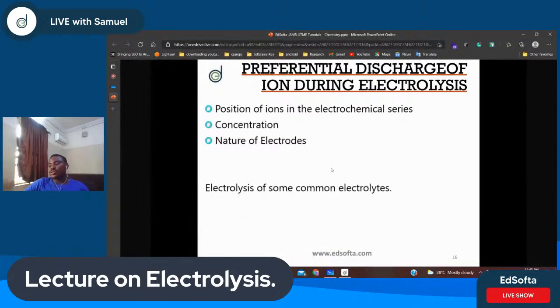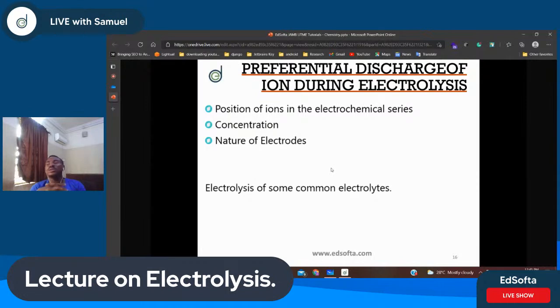Okay, the next one is concentration. So if you add more sodium, and sodium is more concentrated, obviously, than the other positive ion, sodium will be discharged. So concentration also is a driving force. Sometimes the position of ions passes sodium to go first, but because there's a higher concentration of hydrogen, hydrogen would go.